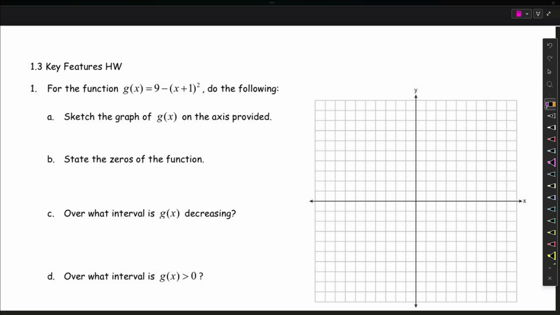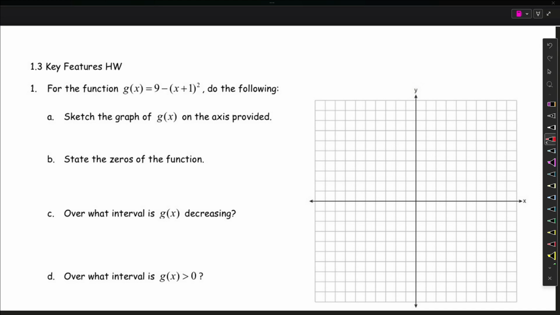Okay, so let's try this question. This one says for the function g of x equals 9 minus (x plus 1) squared, do all these things. So, before we even start this, I would say whenever you see some function like this, think of the parent function and then what transformations were applied to get this.